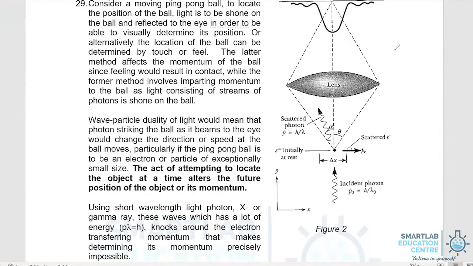A simple example is that if we have a ball that's moving this way with a momentum p, and you're trying to locate the ball, we need light to shine on it. When light shines on it, photons fall on it. And when a photon falls on it, what this Heisenberg principle is saying is that the momentum will now change, because the photon also has a certain momentum, it will actually affect the momentum of this ball.